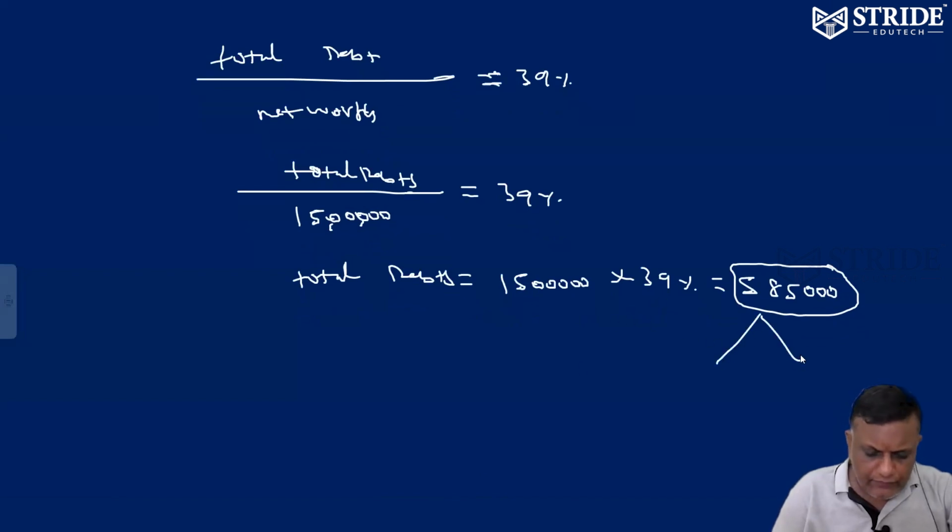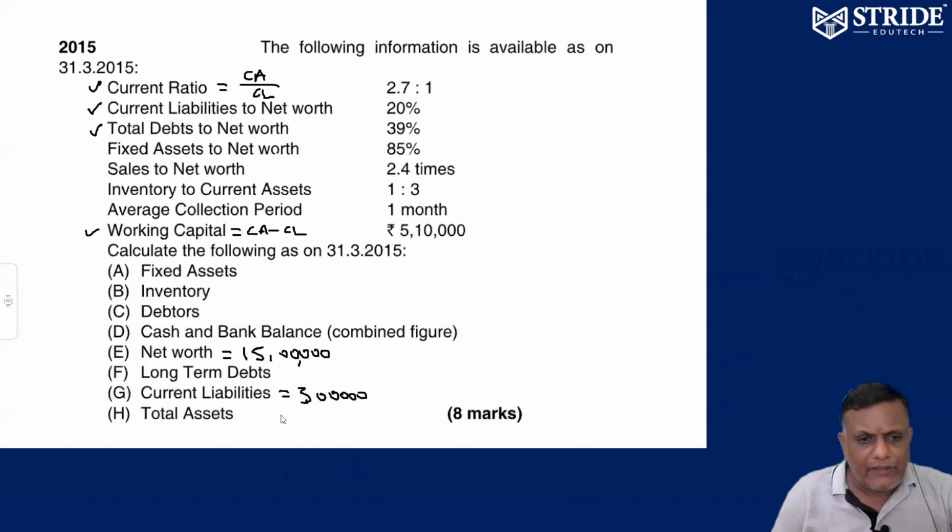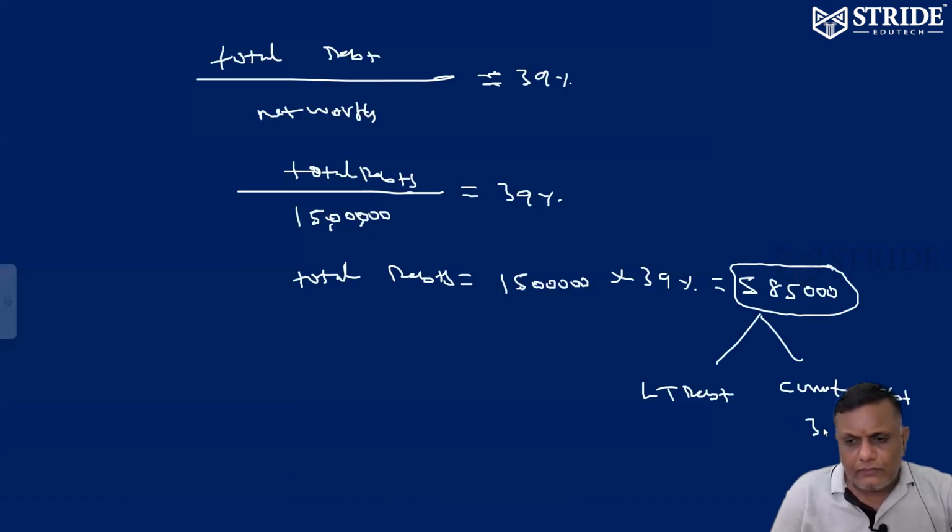So this 5 lakh 85,000 total debt can be resolved into long term debt and current debt. Current debt is nothing but current liability. What is current liability here? 3 lakhs. Please check your current liability, 3 lakhs.